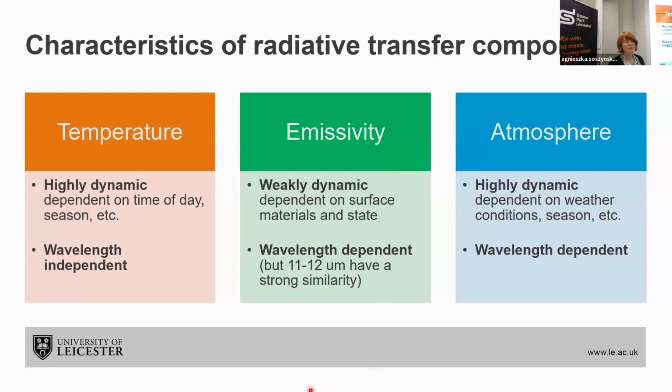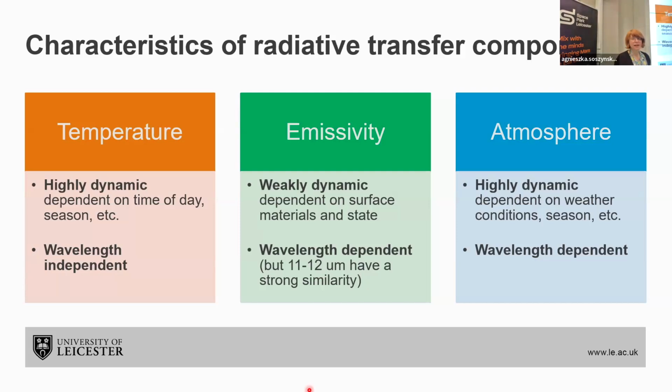Then the emissivity is, at the same time, dynamic, because if, again, the surface is wet, then the emissivity will change. However, it is less dynamic. So if we have a dry surface and we image that same surface throughout many days, and the land cover didn't change, we can expect more or less the same emissivity. It is weakly dynamic because if we have plants, the plants can actually change. They can become stressed, and so emissivity will change. But the dynamic is not as strong as in temperature. Then again, emissivity is wavelength dependent.